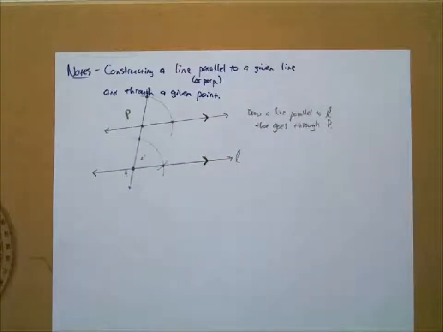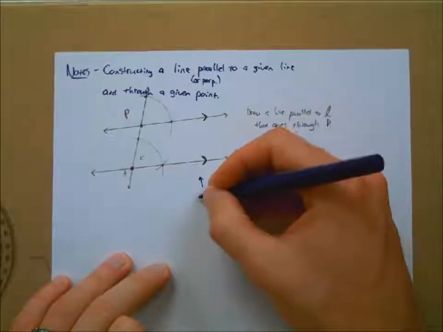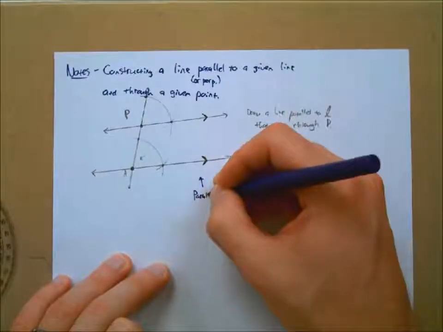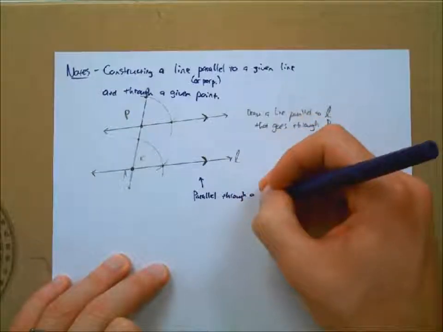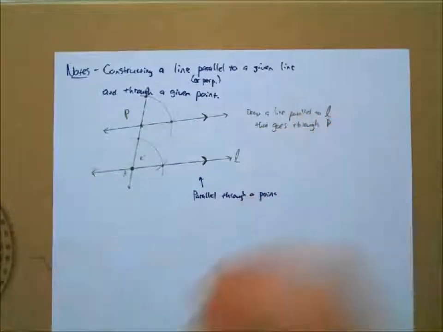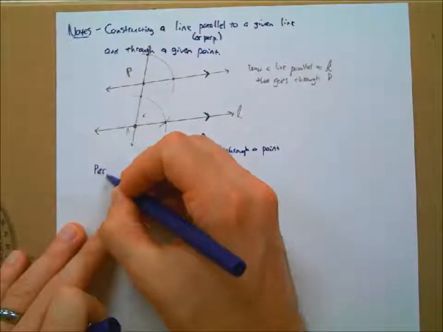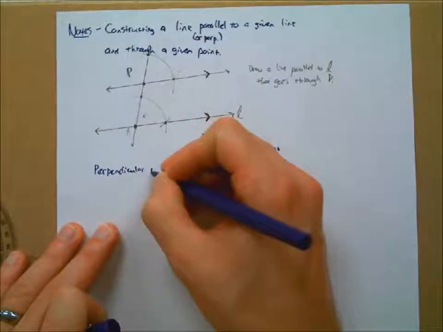All right, so that's probably one of the toughest constructions you'll have to do. The next one we're going to look at, so I guess I should name this. This is, well, you have the directions there, but parallel through a point. I'll say that as a brief. And now we'll do perpendicular through a point down here.